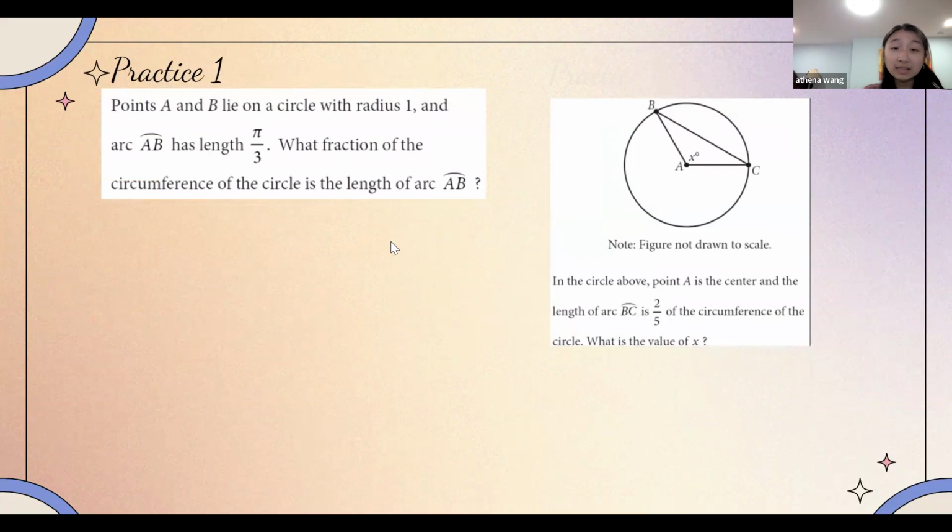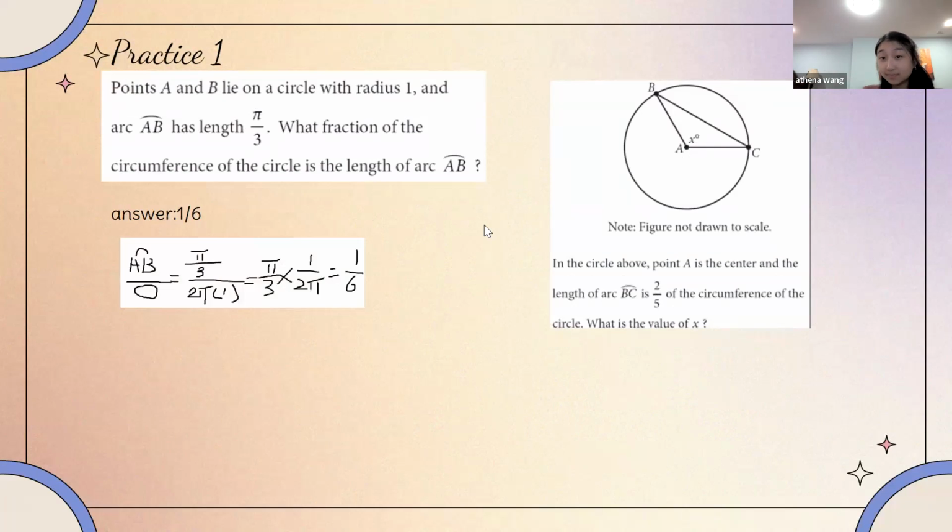Okay, so these points lie on a circle with radius 1, and we know that the arc has a length of pi over 3. So we need to find the fraction of the circumference of the circle that this arc AB is. Since this is a circle with radius 1, there are 2 pi radians in the circumference of the circle. So pi over 3 over 2 pi gets us 1 over 6.